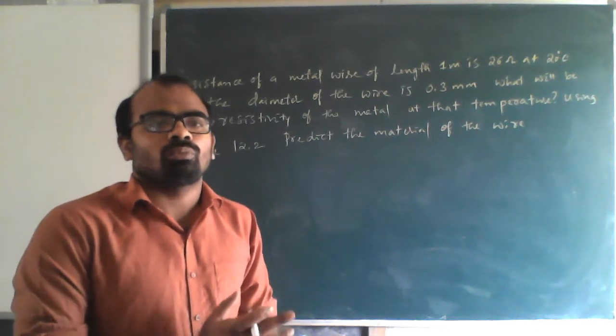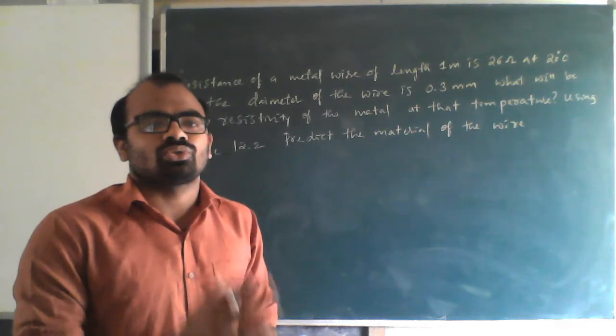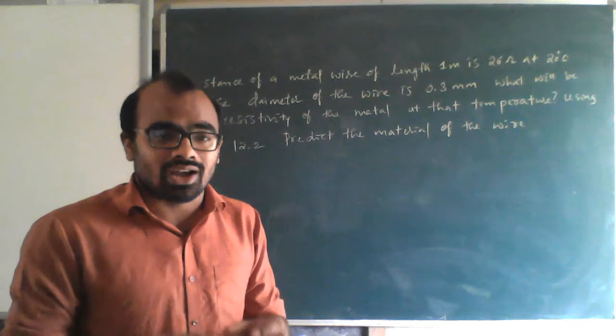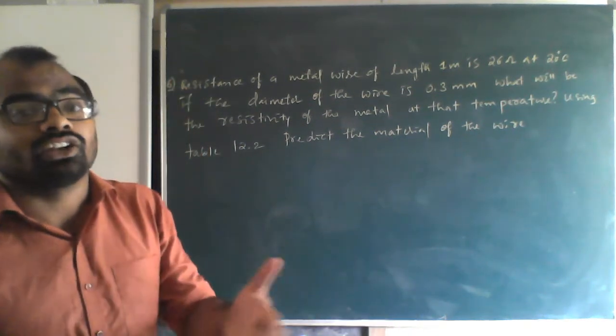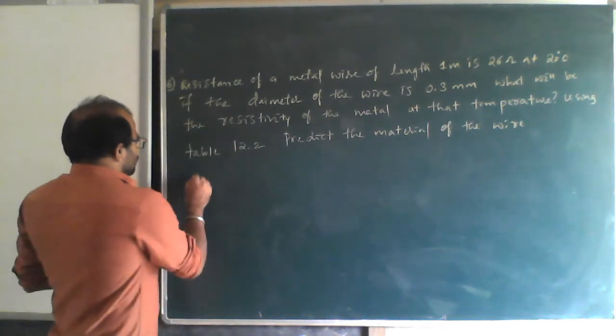Using table 12.2, predict the material of the wire. There is a table 12.2 which gives the resistivity of conductors, insulators and alloys. Find the resistivity first. Whatever answer comes, we'll check in table 12.2 which material it would be. You got my point? So, solution.